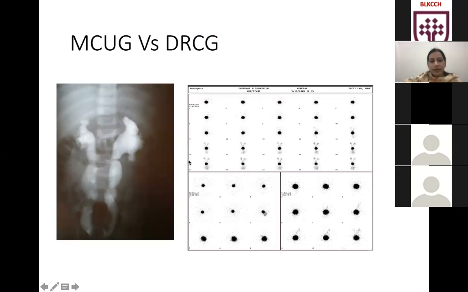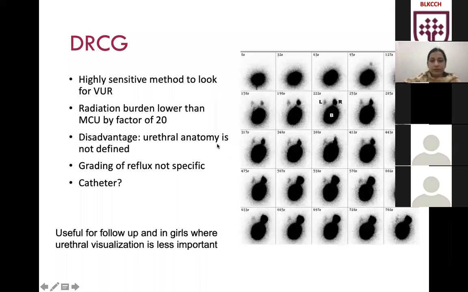So another application is the use of a DRCG scan, which is the counterpart of MCUG for detection of vesicoureteric reflux. Here, by catheterizing the bladder, the contrast is instilled into the bladder, and then as the child voids, images are taken, and an increase in radioactivity in the ureter and kidneys is noted. It is more sensitive as compared to the MCUG, and the radiation is much less as compared to the fluoroscopy which is used in MCUG.